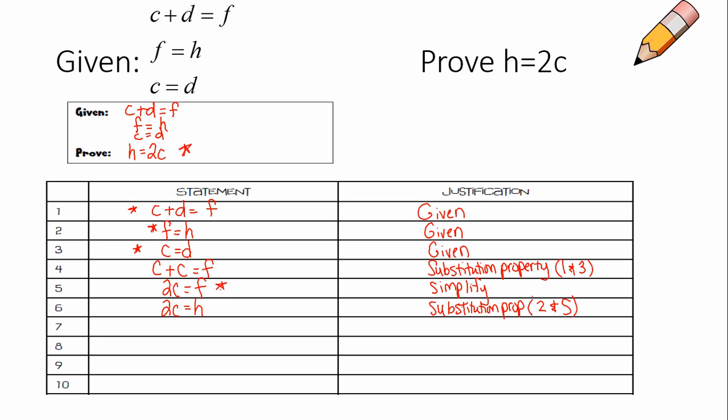We're pretty close. We were supposed to prove that H equals 2C, but we have 2C equals H. So we'll just flip-flop those around again. And what allows us to do that is the symmetric property.